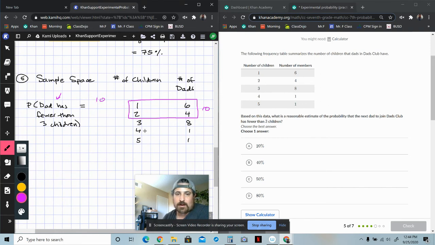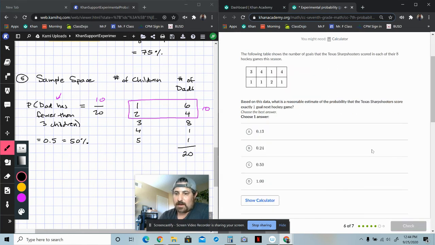And then our possible is going to be all of the dads, right? So how many total dads are there that are members of this Dad's Club? This is the Dad's Club sample space. So there are 6 plus 4 is 10, plus another 10 because 8 plus 1 plus 1 is also 10. So there's 20, right? So that tells you that there's going to be 10 out of 20, or 1/2. So that's 0.5 or 50% of the dads previously had less than 3 kids. So there's a 50% chance that the next dad who joins has less than 3 kids. So that would be 50%.